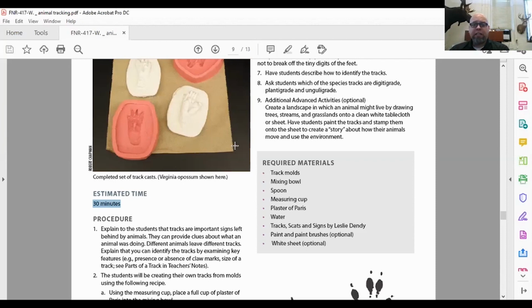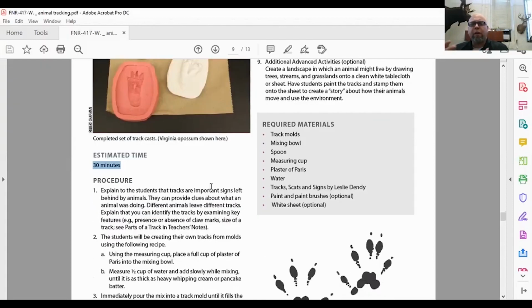You need a cheap mixing bowl, spoon, measuring cup, some plaster of Paris, and water. There's a suggested reading that goes along with this lesson, and that's Tracks, Scats, and Signs by Leslie Dendy. And then we have a couple of optional materials as well, and that includes things like paint and paintbrushes and a white sheet. I'll talk more about the optional activities a little bit later in the procedure.